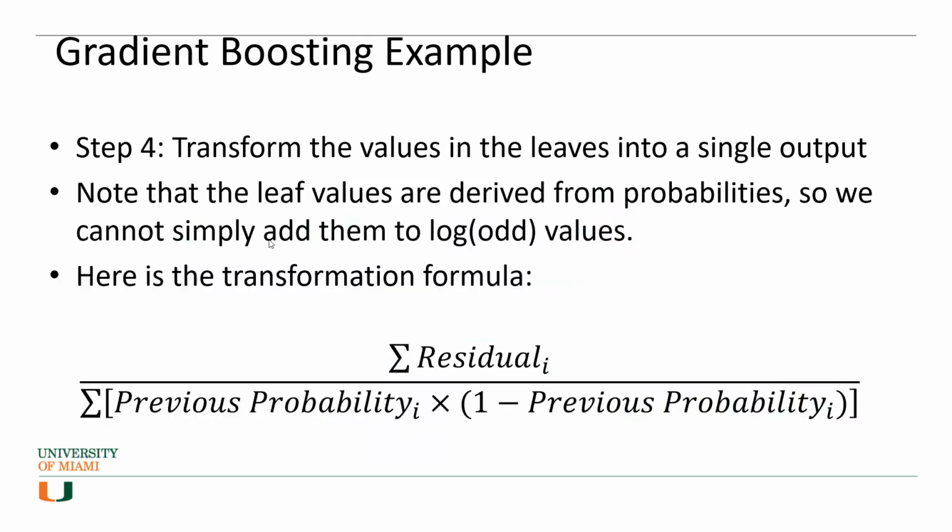The next step would be to transform the values in the leaves into a single output. Note that the leaf values are derived from probabilities, so we cannot simply add them to the initial log odds value. We need some transformation formula, and this is one of the most commonly used. At each leaf, you're going to add up all the residuals and put that in the numerator. Then in the denominator, we're going to add the previous probability of each observation multiplied by 1 minus the previous probability of each observation, and add them up together. Let's see how it works.